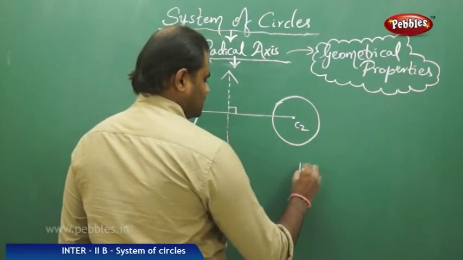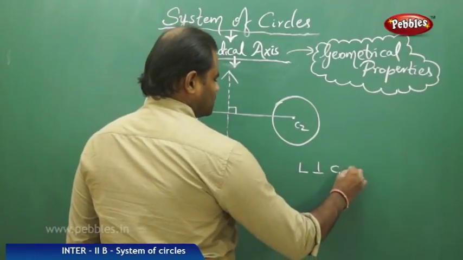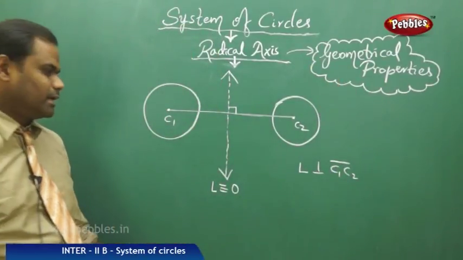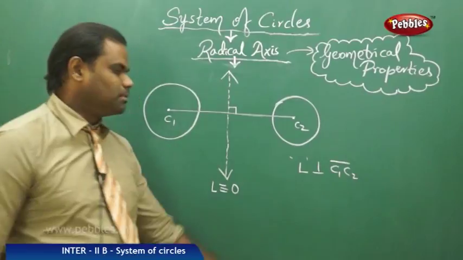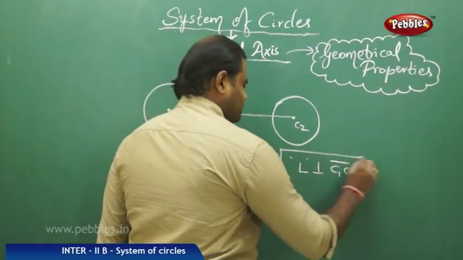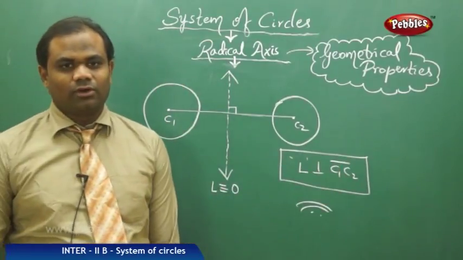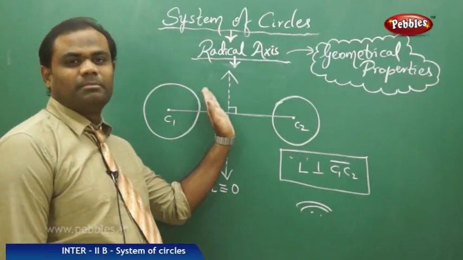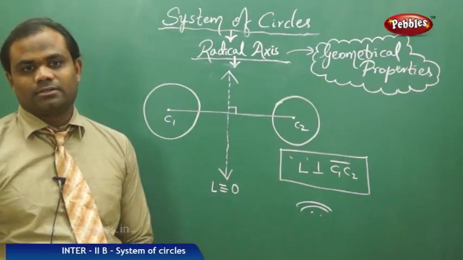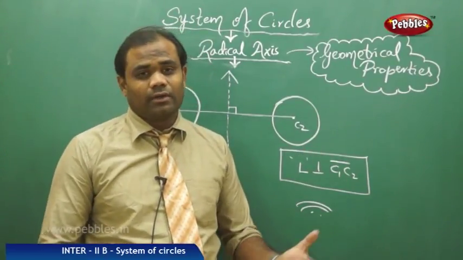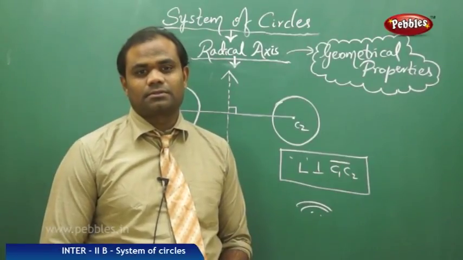So L is perpendicular to C1C2. The line L is always perpendicular to the line joining the centers. We cannot get a radical axis which is not perpendicular to the line joining the centers, let that be disjoint circles, touching circles or intersecting circles.